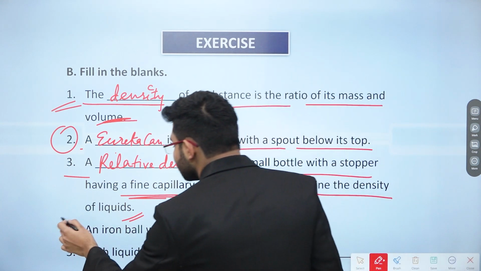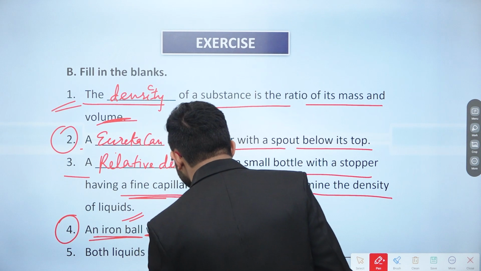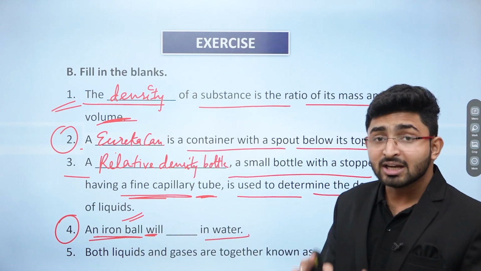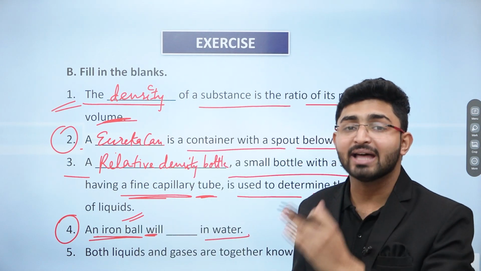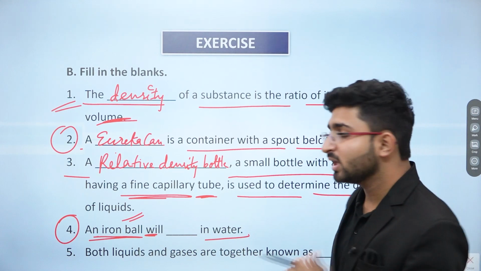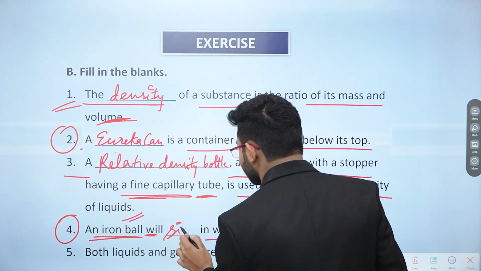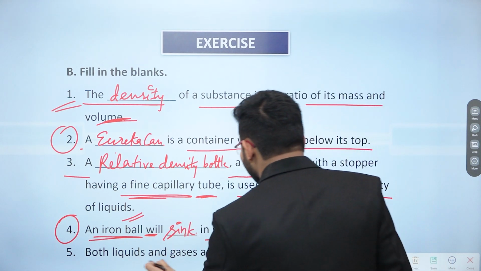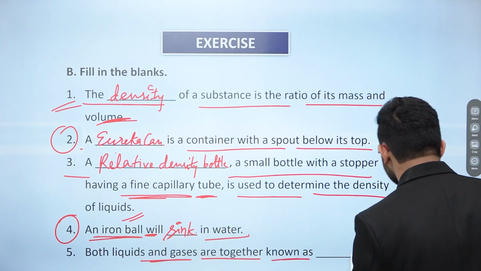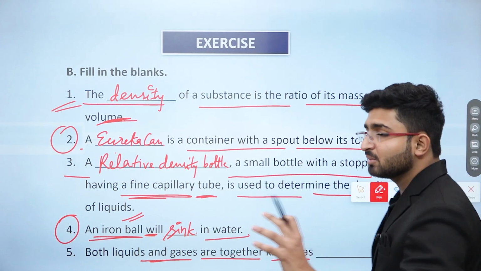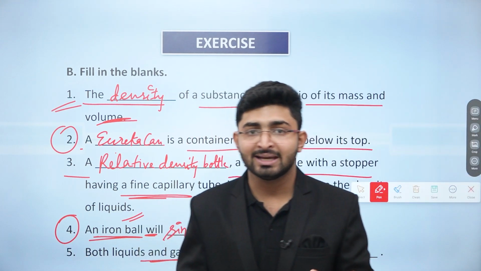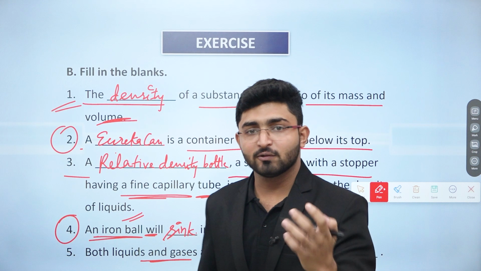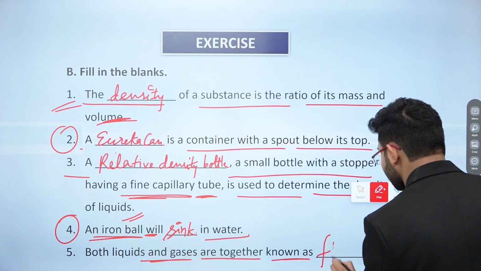Right? Moving ahead, the next one says an iron ball will dash in water. So the iron ball has higher density than that of water, so obviously it is going to sink in water, right? The next one is both liquids and gases are together known as what? When we are talking about liquids and gases, they can flow easily, and that's why we call them fluids, right?